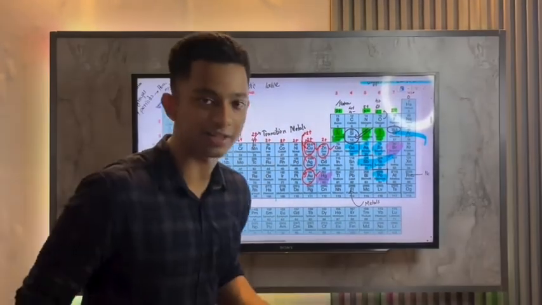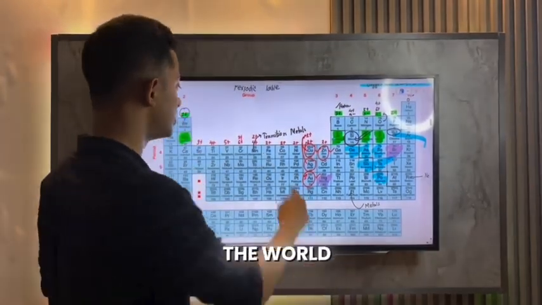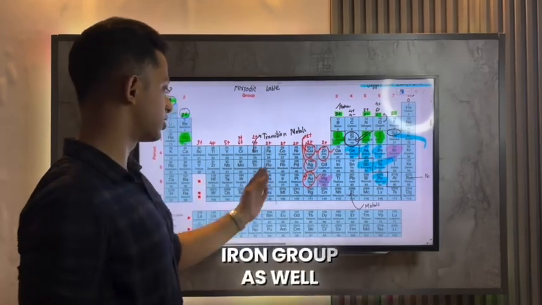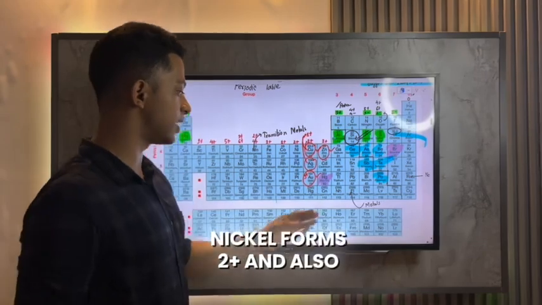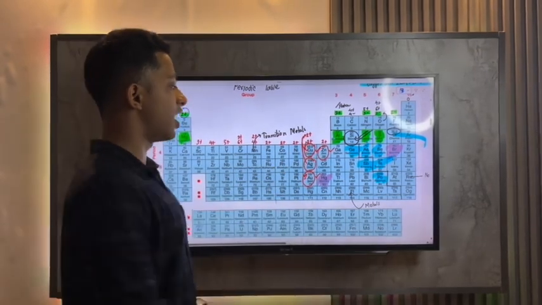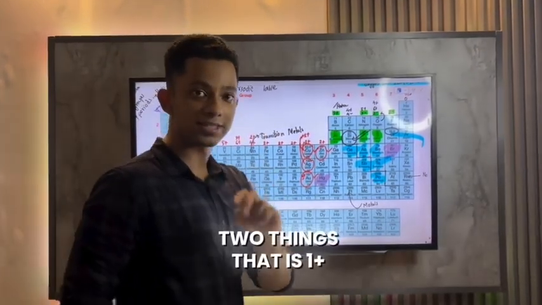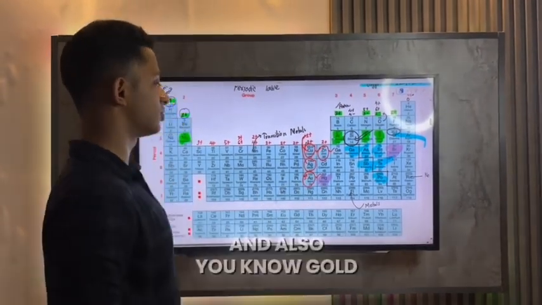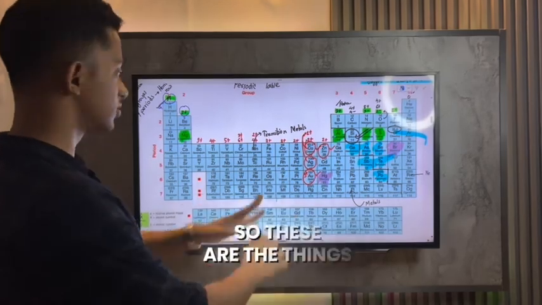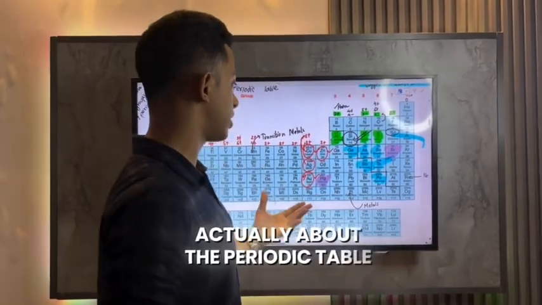Manganese can form any charge, like literally any charge in the world. And there is iron as well, the iron group, which will form 2 plus usually. Cobalt forms 2 plus, nickel forms 2 plus, and copper forms two things, that is 1 plus and 2 plus. Silver forms 1 plus and 2 plus, and gold forms 1 plus and 3 plus. So these are the things that you need to know about the periodic table.